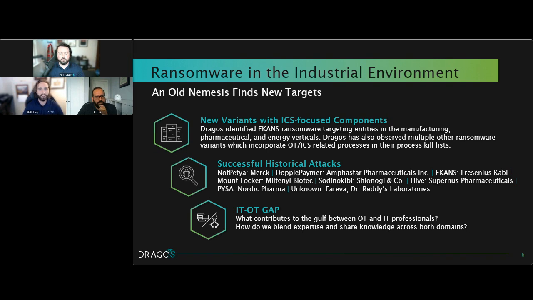How do we bridge the knowledge gap between information technology professionals and operational technology professionals? How do we share knowledge across those two domains that is absolutely critical to combat this threat, to prevent and prepare for potential bad days? And so with that, I'll go ahead and hand it over to Nick to talk about some strategies for how you can bring these two parts of the business together and make sure that everybody is rowing in the same direction.